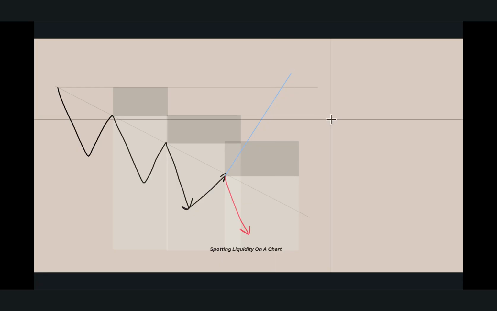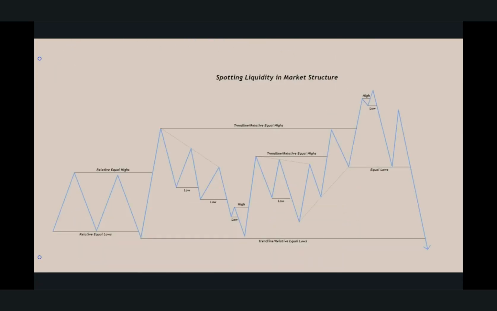I have a cleaner diagram that I'll be showing you guys now. Here is a quick little example I've drawn out on the chart. You can see that we have, let's say, relative equal lows and relative equal highs. That's what retail traders or uninformed money is going to refer to as support and resistance, and we'll be targeting those levels essentially. For example, here you have relative equal lows. Those are going to be your target.